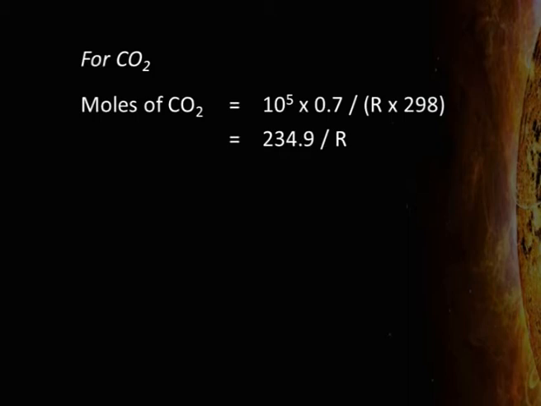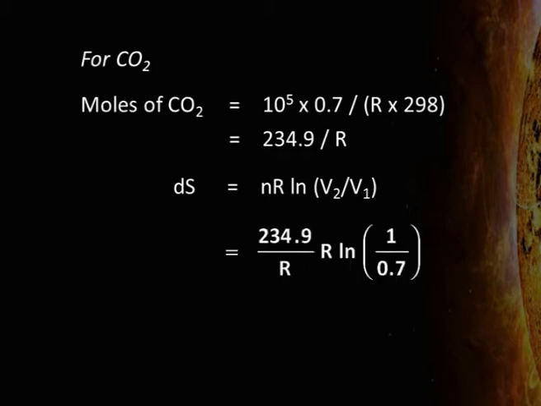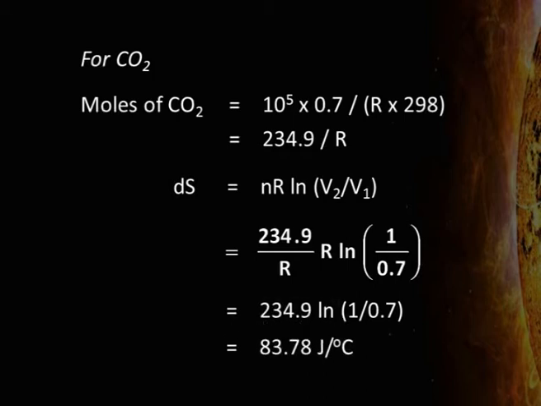Now, as you know that dS is equal to nR natural log V2 divided by V1, we will get dS is equal to 234.9 divided by R multiplied by R natural log 1 upon 0.7. You will get dS is equal to 234.9 natural log 1 divided by 0.7, equal to 83.78 joules per degree Celsius or joules per Kelvin.